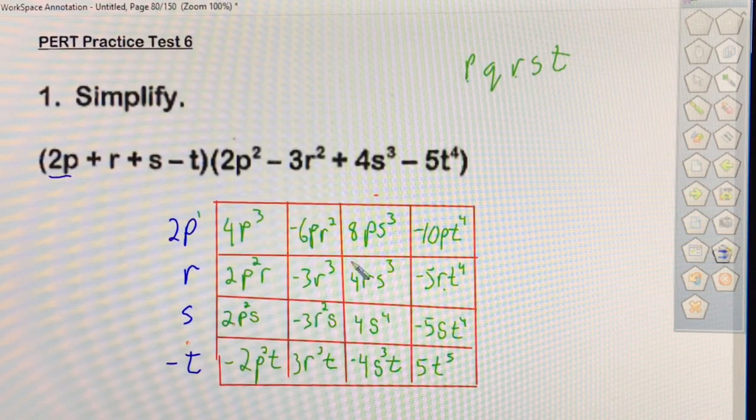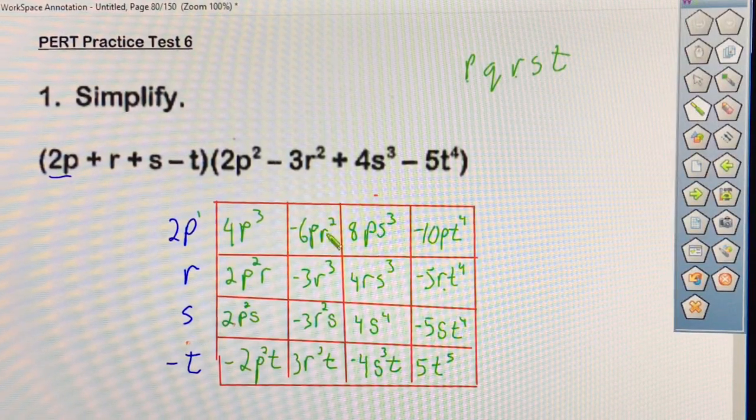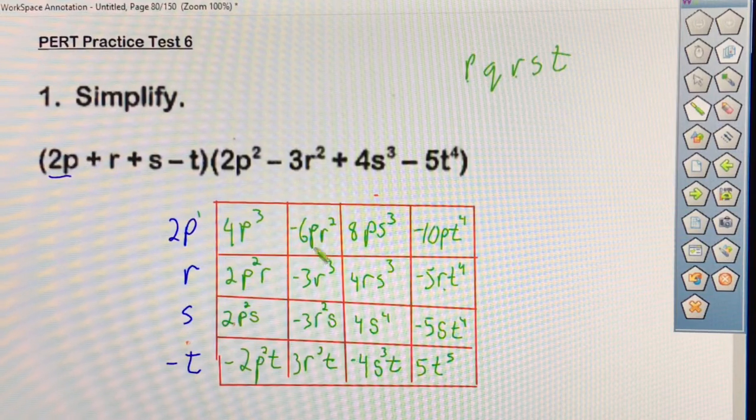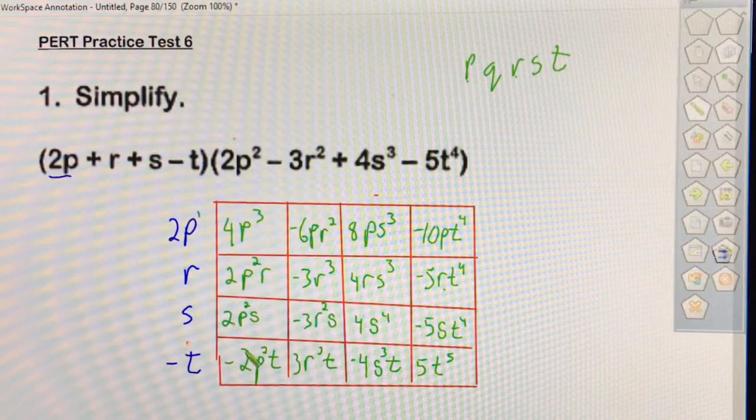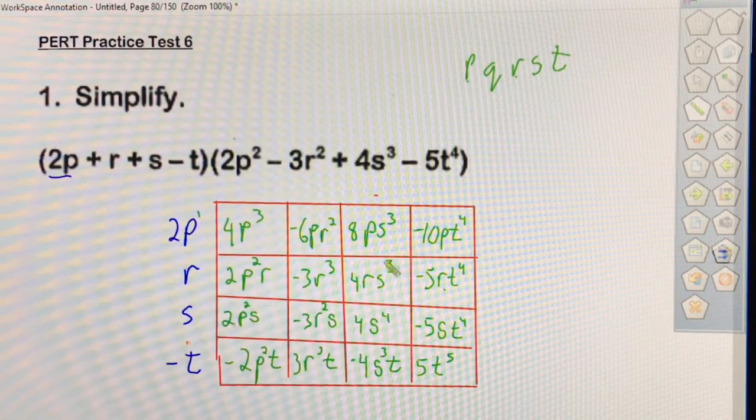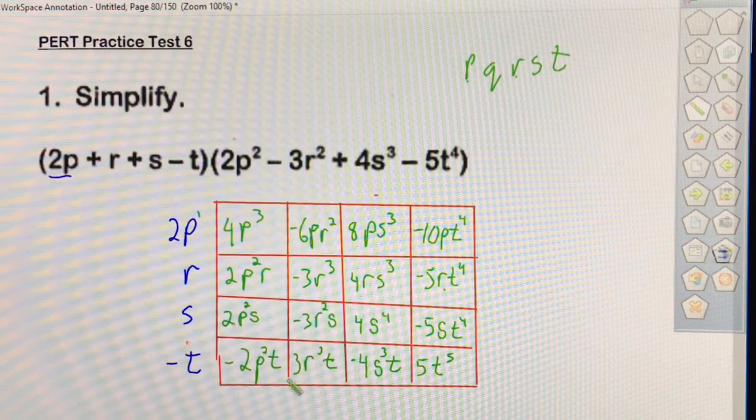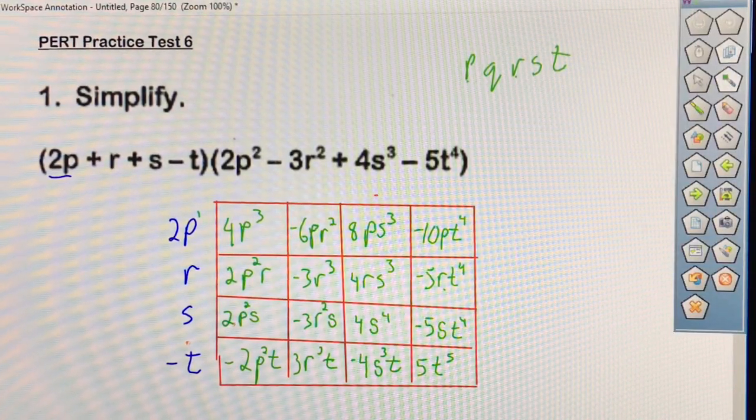Now I have to combine like terms. I don't think anything really combines. Is there anything like 4p cubed? I don't see a p cubed anywhere. pr squared, pr squared, pr squared. I do not see a pr squared anywhere. ps cubed, ps cubed. There's a p, nope. ps cubed, nothing. I don't think anything's going to combine after that. Let's see, pt to the fourth. No. I think this is all going to be one huge long answer, and that's typical of the higher level questions for the PERT.